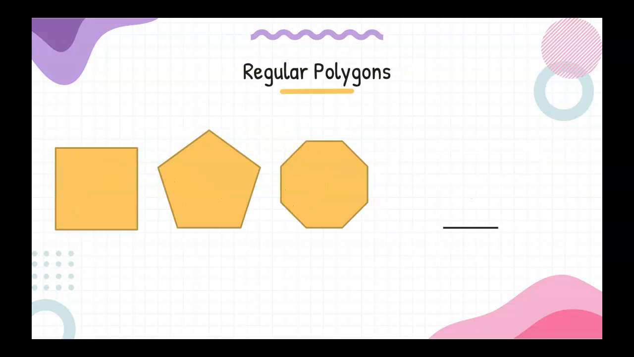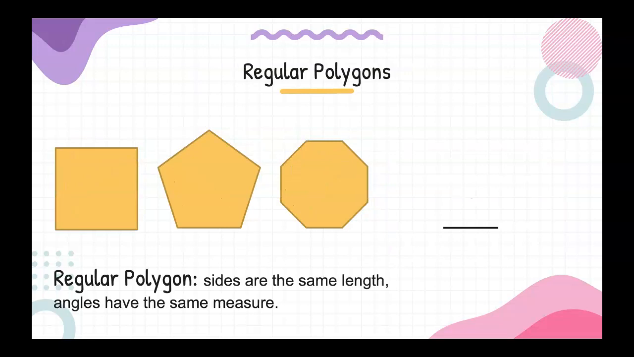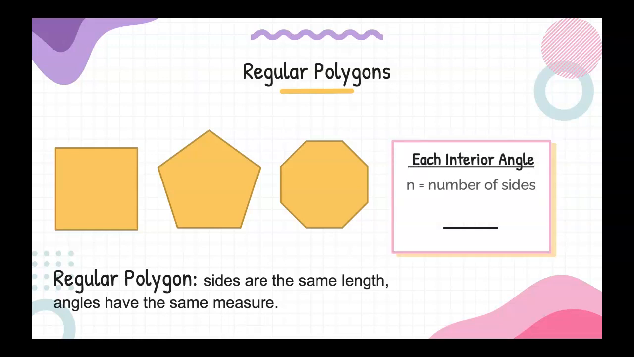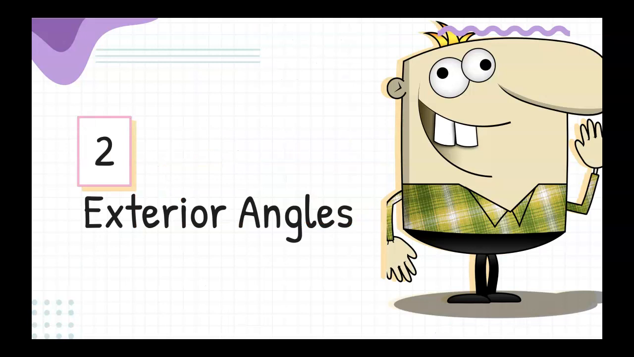If we have a regular polygon, that's just a polygon where all the sides are the same length and all the angles have the same measure, we can take our formula for the interior angles, which is 180 times the quantity n minus 2, and just divide that by n since every single angle will be the same. So each angle will have a degree measure of 180 degrees times the quantity n minus 2, all over n. Okay, let's take a look at some exterior angles.